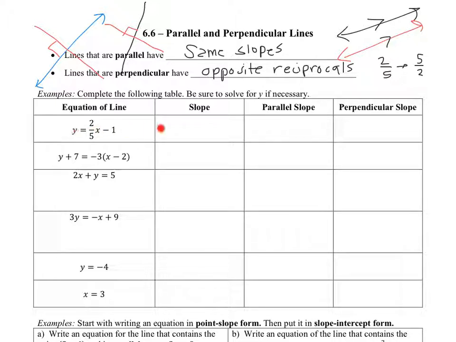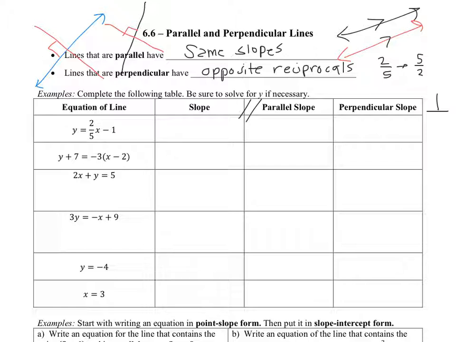So for each of these examples, I'm going to look at the equation of the line, find the slope, and then write what the parallel slope would be and the perpendicular slope. The notation for parallel is two segments that are diagonal. The notation for perpendicular is that symbol. So for the first one, this is written in slope-intercept form.